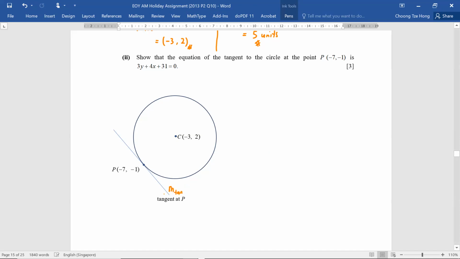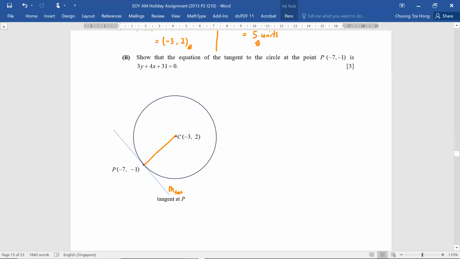Let's call it the tangent. In order to find the gradient of the tangent, we need to use one circle property. If we were to join the points P and C with a straight line, over here, join with a straight line.